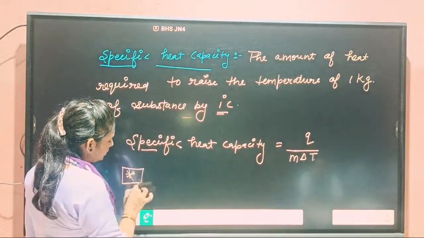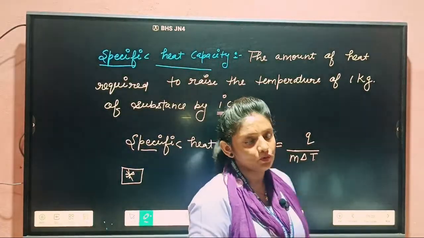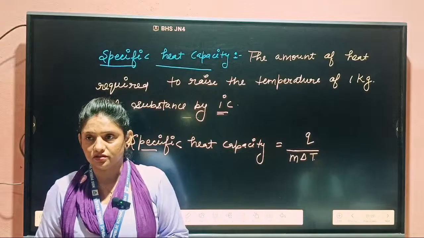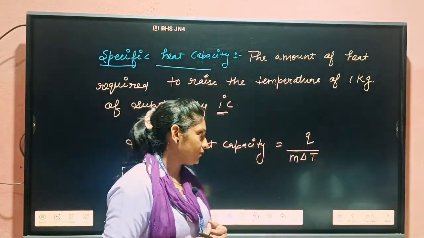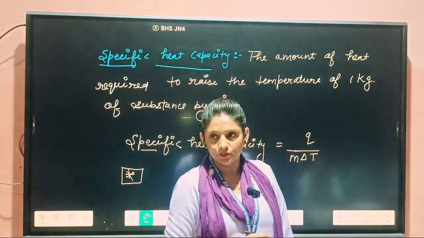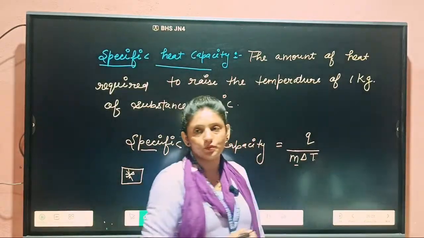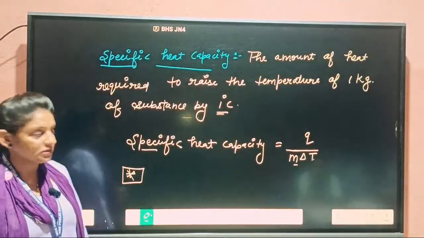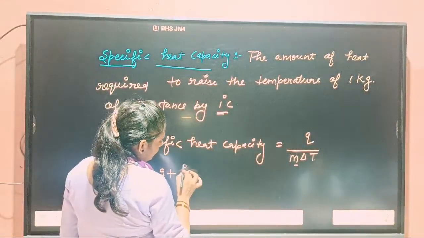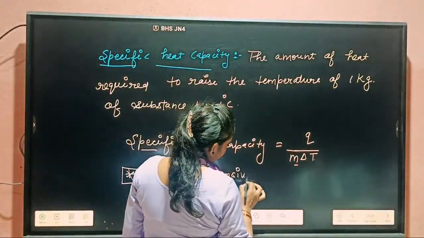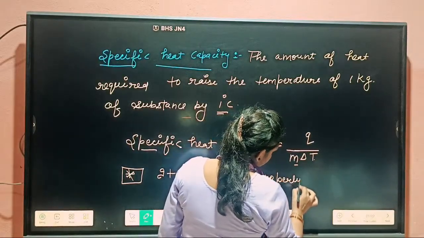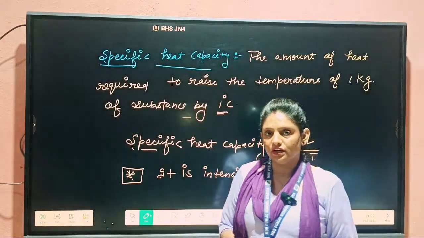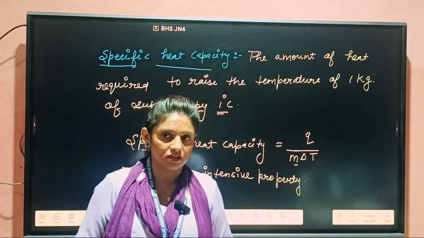Student, when I was discussing the intensive property and extensive property, I have already told you that the ratio of two extensive properties is always intensive. So you can see here this heat is an extensive property, and you know very well mass is also an extensive property. Clear or not? So here extensive by extensive, so this specific heat capacity will be an intensive property. So heat required for raising the temperature of 1 kg of substance by 1 degree Celsius is known as the specific heat capacity. It is clear to you or not?